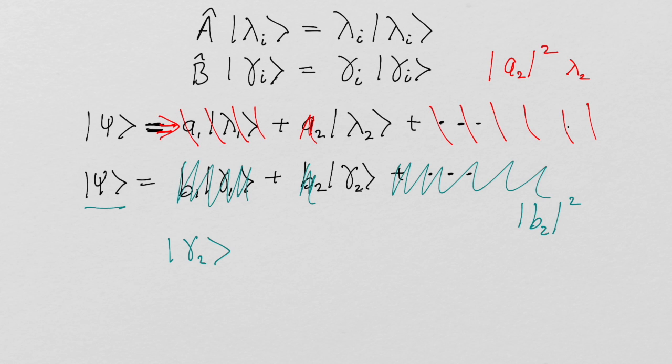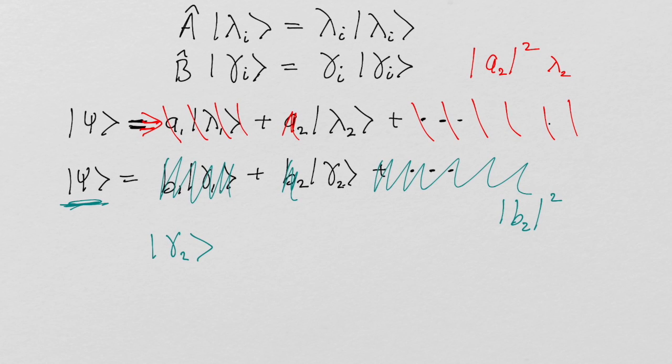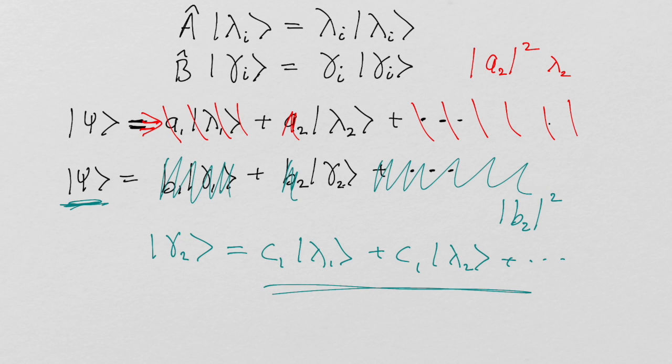Well, you've already collapsed the state to gamma 2, so you're really no longer in the state psi. So when you measure the A observable, you're measuring the A observable's action on this state, the gamma 2 state, not the psi state. So the results you're going to get is very dependent on how gamma 2 is decomposed into the eigenkets of the A observable, right? This is some other decomposition.